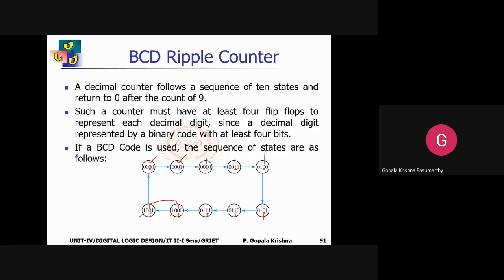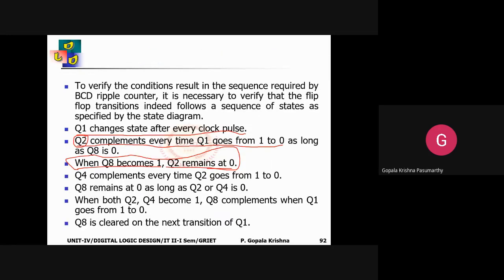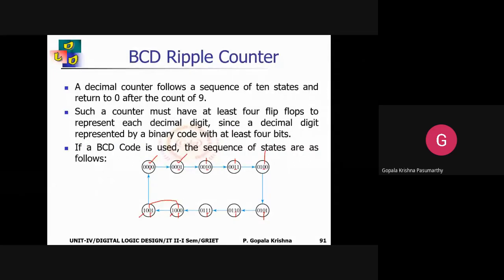Okay, so Q2 is understood. See, when Q8 becomes 1, Q2 remains at 0. Okay, the logic is understood. What is another point? See, Q2 complements every time when Q1 goes from 1 to 0. Let us understand this. See, when Q1 goes from 0 to 1, Q2 remains at 0. Q2 is not changing.